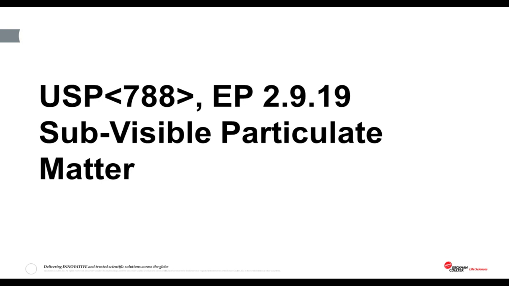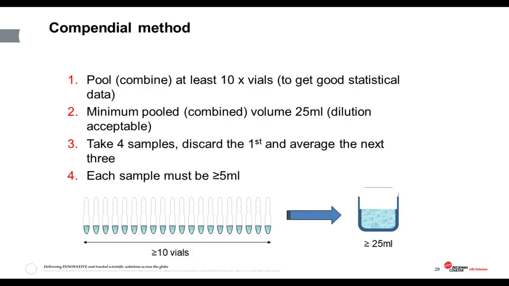So let's take a look at the compendial test methods for subvisible particle counting. We'll start with USP 788 and EP 2.9.19. The pharmacopoeias here are harmonized on the required compendial method, and of course it's not possible to test all the vials in a production batch because the vials have to be opened to be tested. So the pharmacopoeias ask that a minimum sample from each production batch of 10 vials be pooled and analyzed.